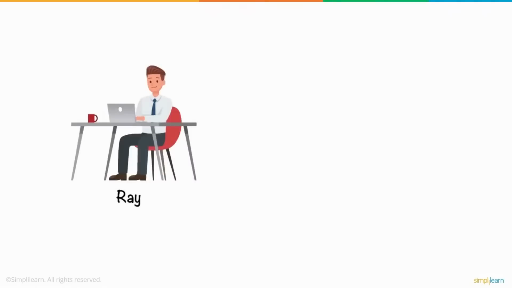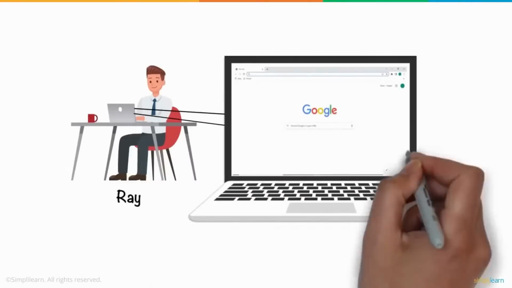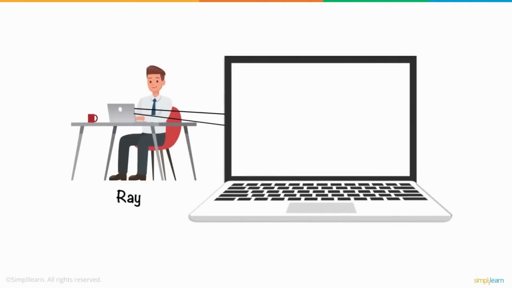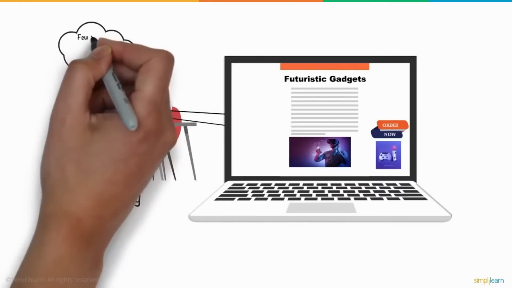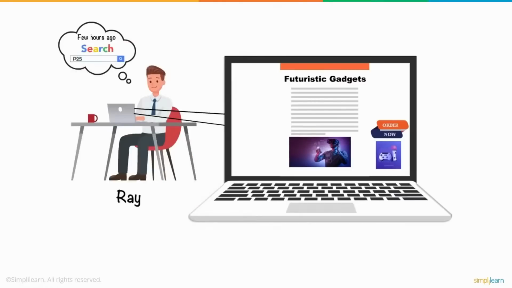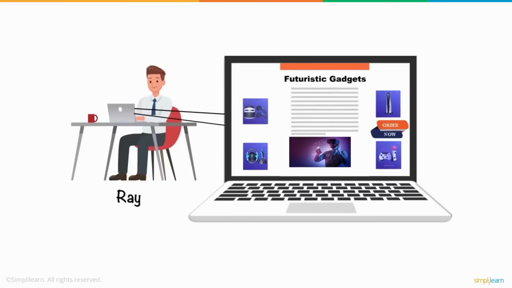Ray is a tech-savvy guy and loves to spend most of his time exploring the web on his laptop. One fine day, he was going through an article on futuristic gadgets, and suddenly, he noticed an ad for the PS5 popping up right beside the article. He found it a little strange as he recalled searching for that just a few hours ago. Later that day, he came across some suggestive ads popping up related to buying future-leading gadgets.